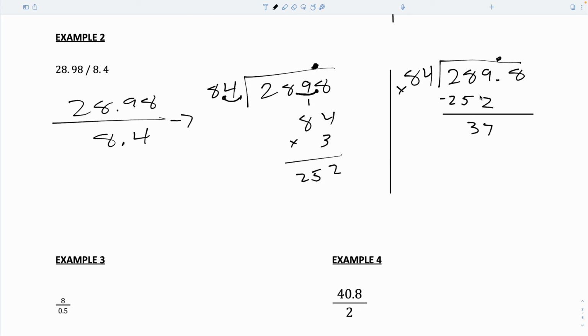Wait. What did we get? 252? Oh, I messed up the number. Okay. I think it was 37, right? Yeah. Okay. Bring down your 8. 378. Can 84 fit into that?